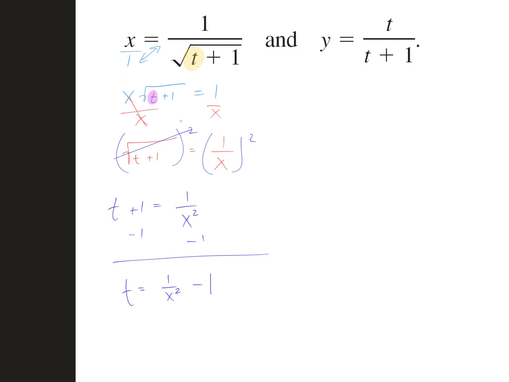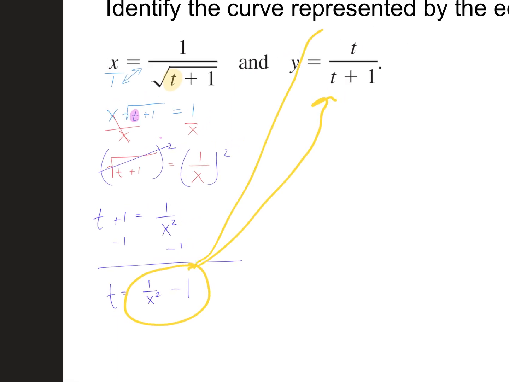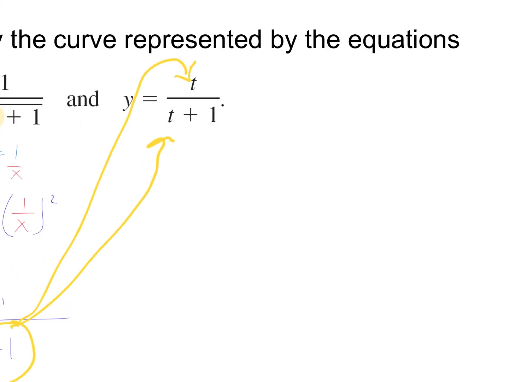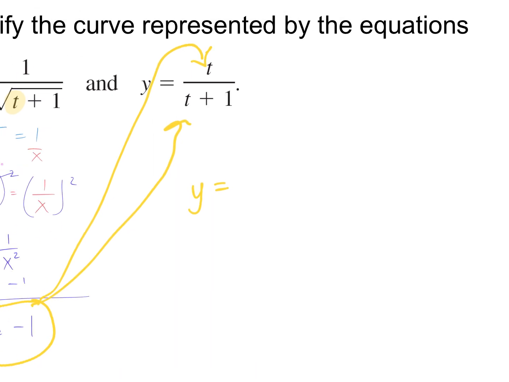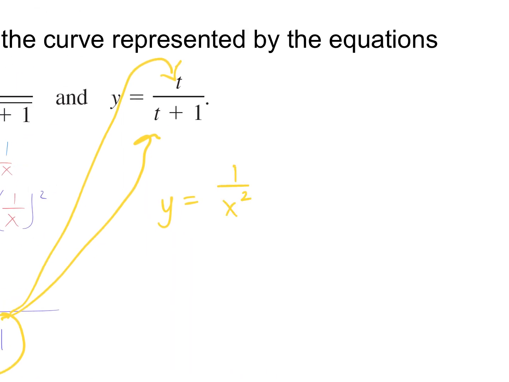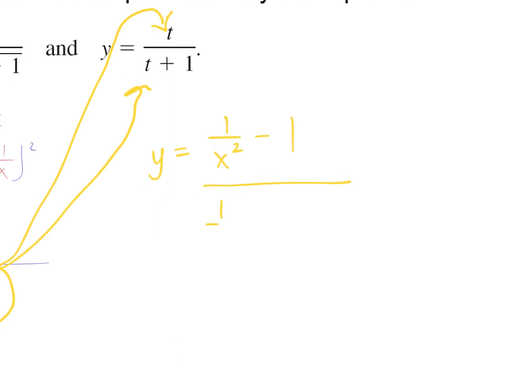So now that I've taken one equation and I've solved for t, we've done this a million times. We've done this with compositions, combinations, elimination, substitution, variables and stuff like that. You solve for one to plug into the other. So I'm going to take this and put it in over here everywhere I see a t. Now, this is going to test your algebra skills a little bit, but we can all handle this, I promise. So I have y equals, instead of t, 1 over x squared minus 1, over 1 over x squared minus 1 plus 1.